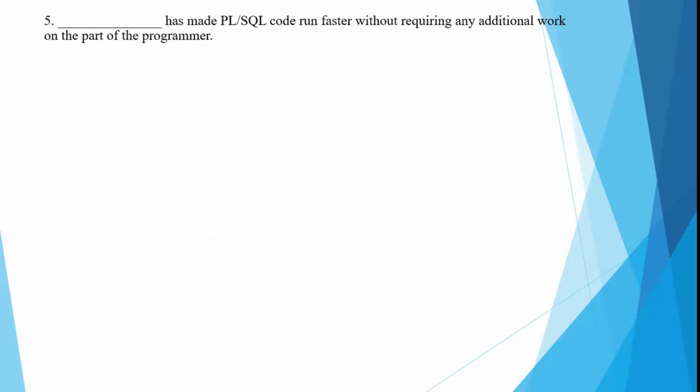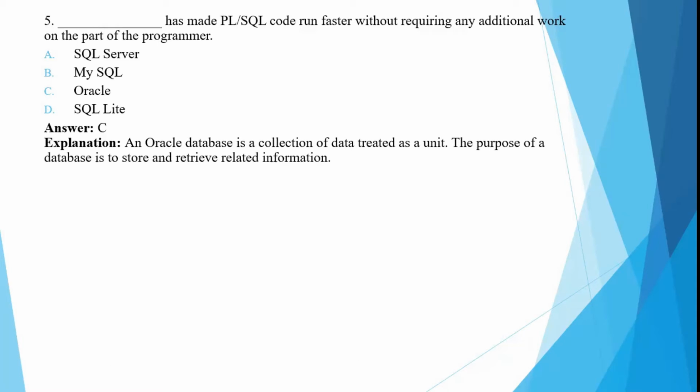Next one, dash has made PLSQL code run faster without requiring any additional work on the part of the programmer, and the options are SQL Server, MySQL, Oracle, and SQLite. So the correct answer is C, that is Oracle. A database is a collection of data treated as a unit. The purpose of a database is to store and retrieve related information.